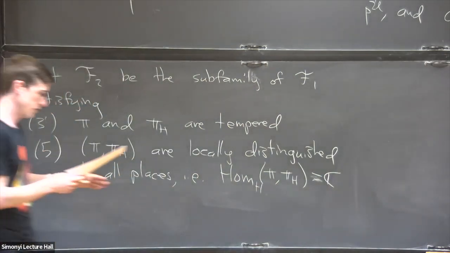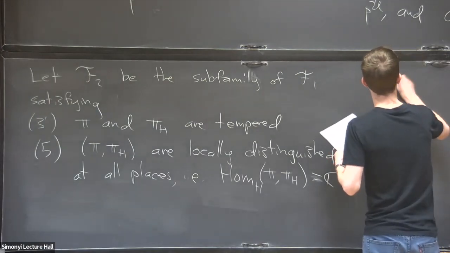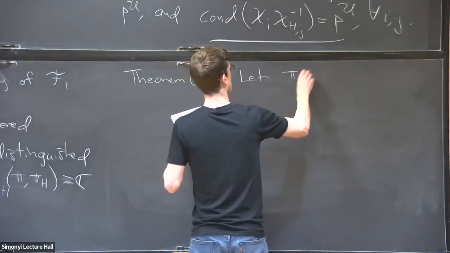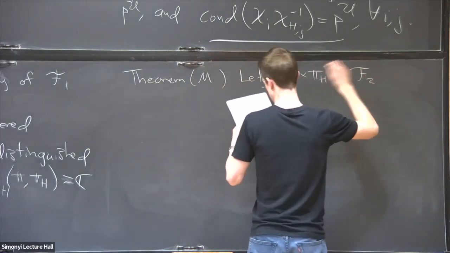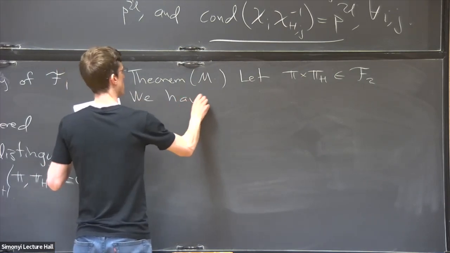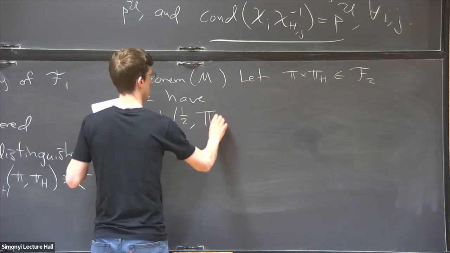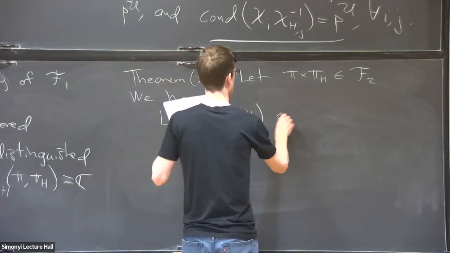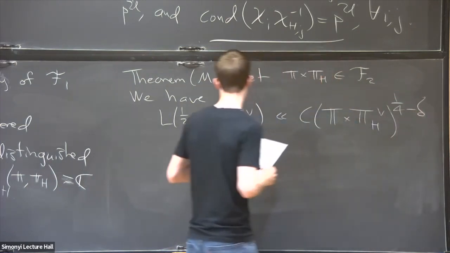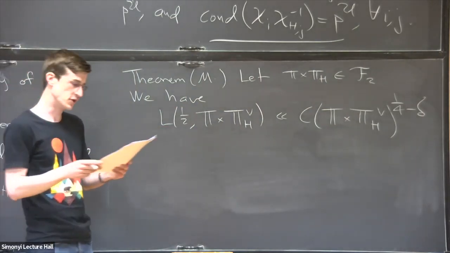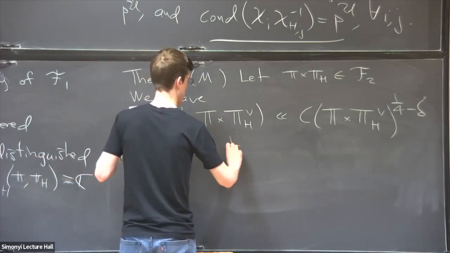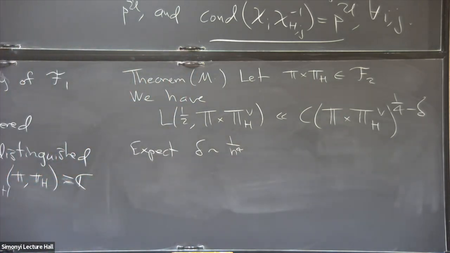Okay, so for that smaller family, we have the following theorem. Let's take a representation of that family. So we have L of half, pi h check, is at most a conductor to the quarter minus delta, whereas before these are the quadratic base change L-functions for GL(n). And the exponent is about 1 over n to the 4, but I haven't checked this carefully yet.